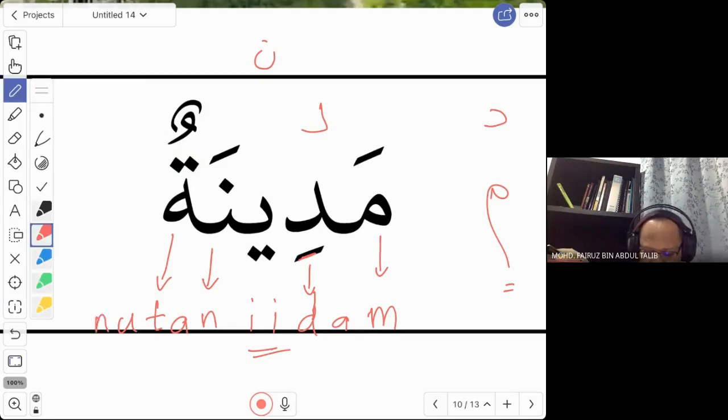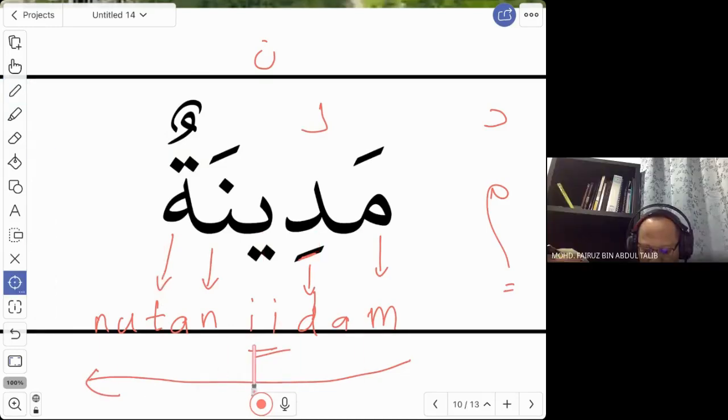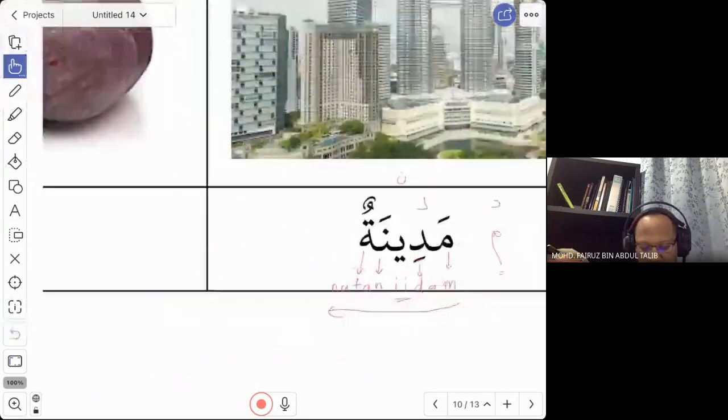So now you can read it from right to left. How do you read this word? Madinatun. Okay, so this is how we read the word Madinatun. So please practice, yeah. Madinatun, Madinatun. If you skip this tanwin, you just say Madinah. You convert this T with the H sound. So we say Madinah. Okay, Madinah.